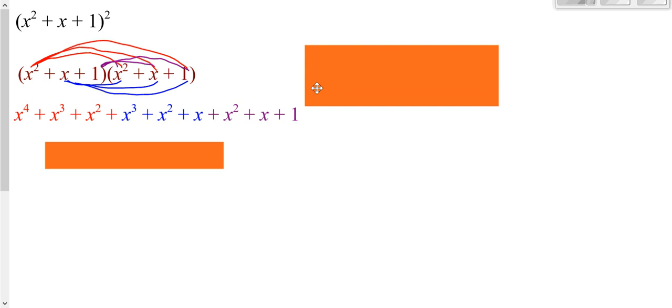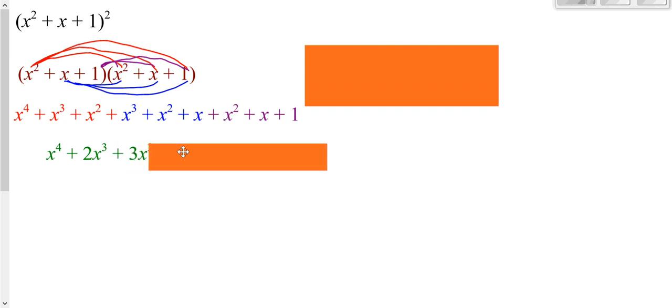Now we can go ahead and combine them together like terms. Bring down our x to the fourth. We have a 1x cubed, another 1x cubed is 2 of the x cubes. An x squared, another x squared, and another x squared is 3 of those x squareds. Then we have a 1x and another 1x, which is a 2x, and we have a 1.